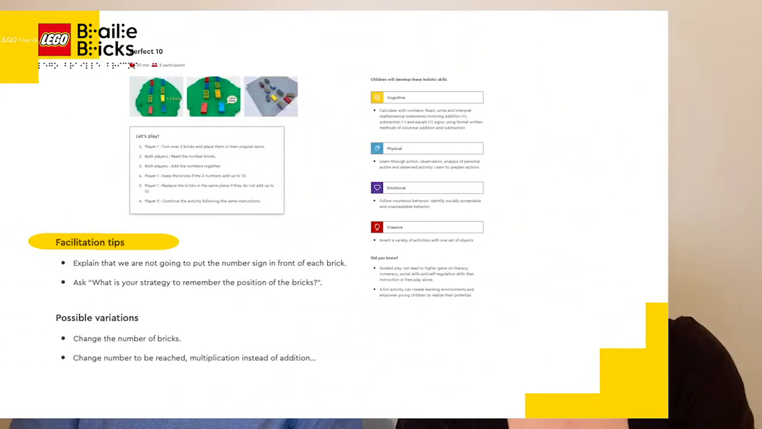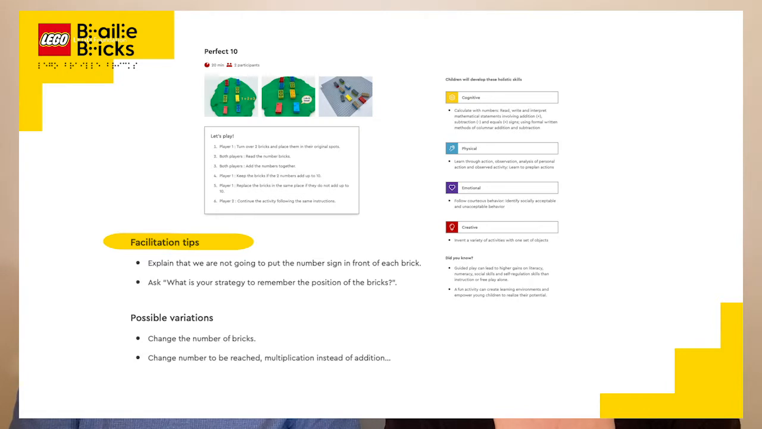Okay, so we have some facilitation tips and possible variations. For example, we talked about the number sign in front of each brick. Usually we have to place number signs in front of each brick. That's not the case here, because at the beginning we talked about that with them, and we said we are using only number bricks. I'm sure you noticed it is French numbers, so we don't have the same way to write numbers as the English way or most of the others, so we don't have the same number bricks. Also, we use the letters with accents to write the numbers.